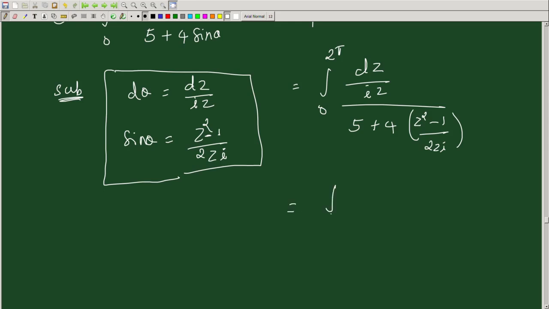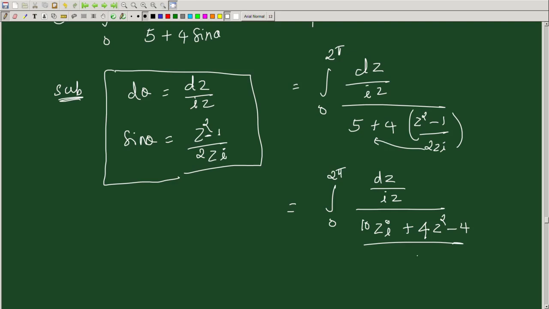Then shall we go for the simplification? Yes. 0 to 2 pi. The numerator, write as it is, dz by iz. And for the denominator, doing cross multiplication, 5 twos are 10, right? That is important, 10zi. This is positive, and 4 z square minus 4, whole divided by 2zi. Right?